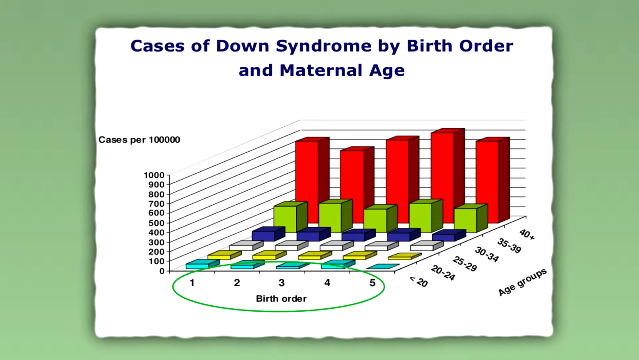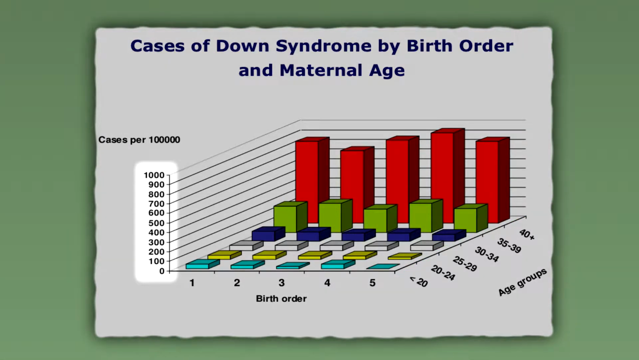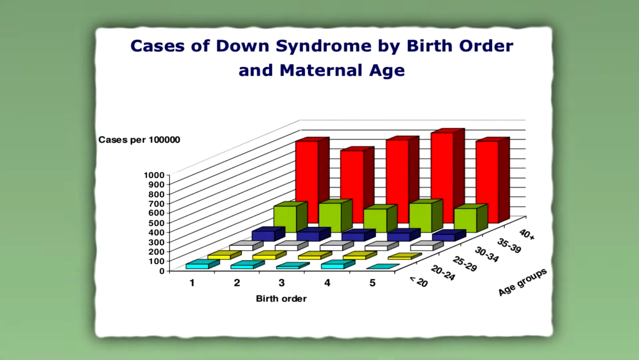Here you see birth order along the horizontal axis. The maternal age groups are along the z-axis. Then on the y-axis, we have cases of Down syndrome per 100,000 live births. If we look across birth order separately for each maternal age group, we see that there really is no difference in rates of Down syndrome by birth order. In other words, once we control for the age of the mother, that is, examine the rates of Down syndrome across birth order, but one maternal age group at a time, there's no association between birth order and Down syndrome.